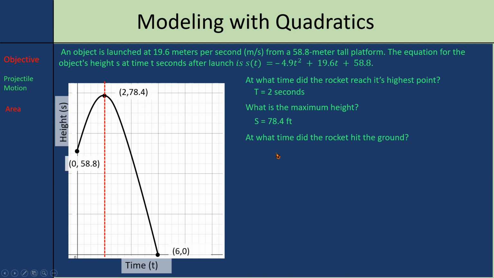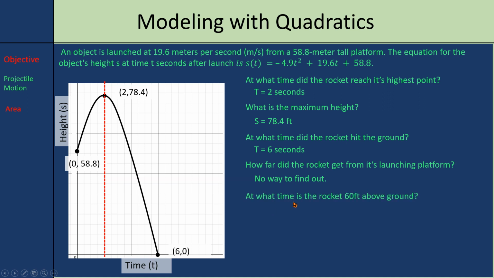At what time did the rocket hit the ground? Right here. 6 seconds. Okay. At 6 seconds, the height is 0. That means it hits the ground. And then how far did the rocket get launched from its platform? Like basically asking for the horizontal distance. We don't know that. There's no way to find out. That's not part of the equation. The equation is only about time and height. You don't know how to find the horizontal distance.